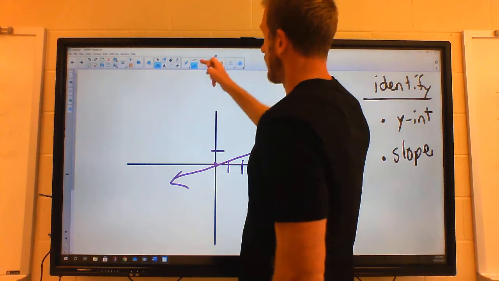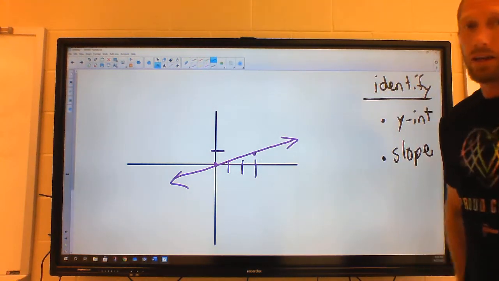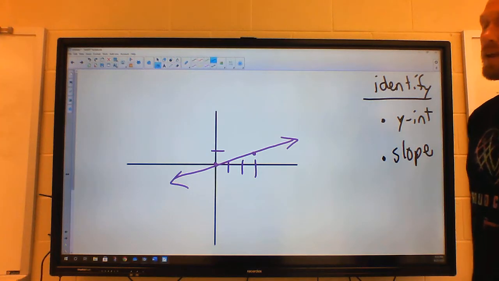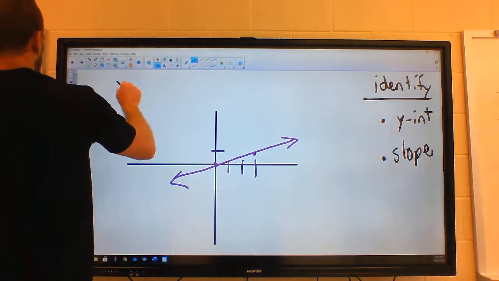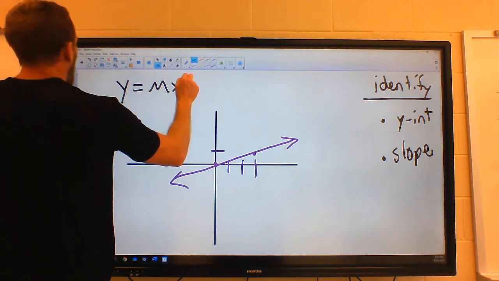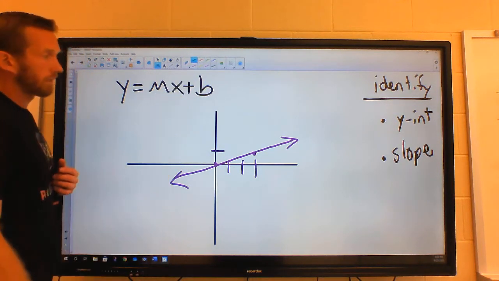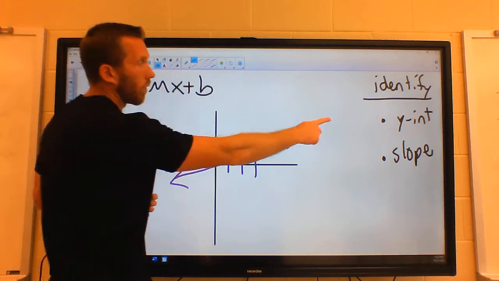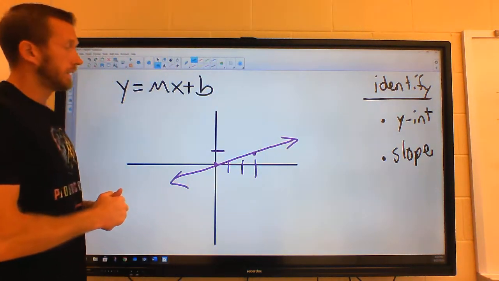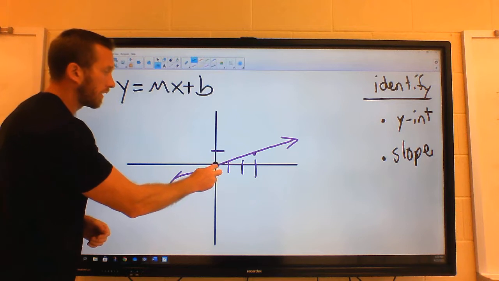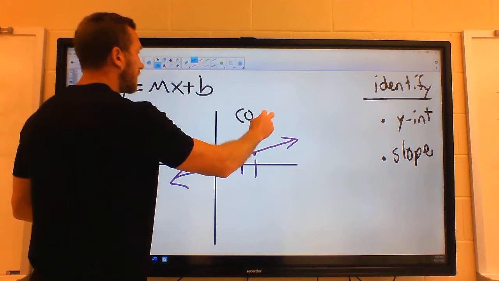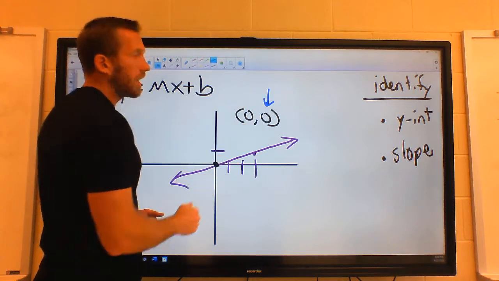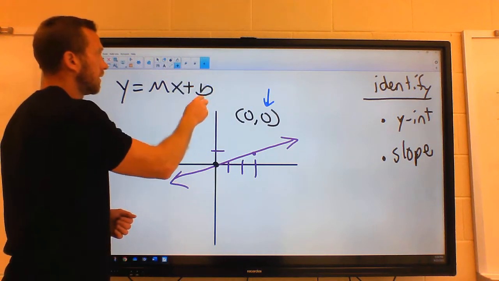And we are going to identify what the equation is for this line. All right, so once again, it's slope-intercept form, so we start with y equals mx plus b. We need to identify what the y-intercept is. Oh, it crosses right there at the origin. Well, what is that coordinate? That coordinate is 0, 0, meaning the b value is 0.